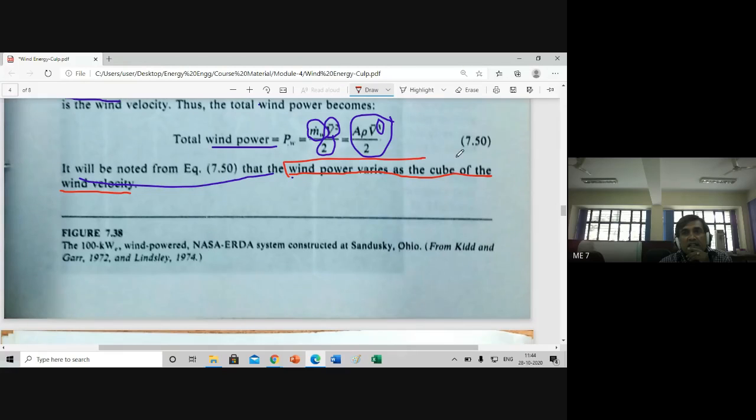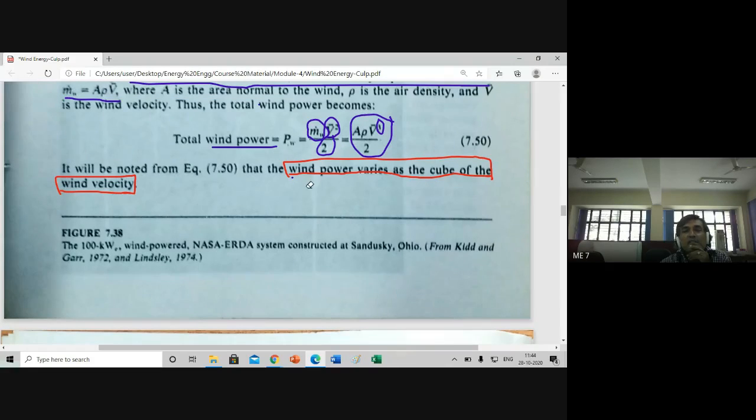Read this, Nihar. Wind power varies as the cube of the wind velocity. Please read it once again. Wind power varies as the cube of the wind velocity. Yeah, thank you. Very good.